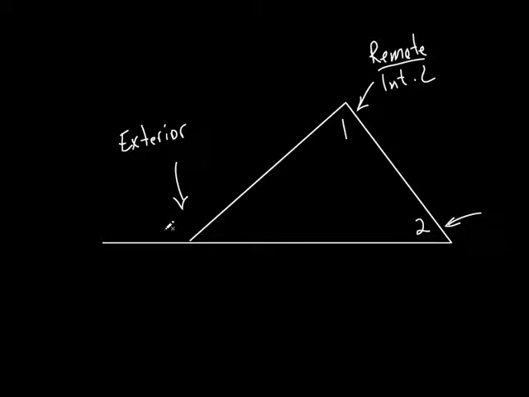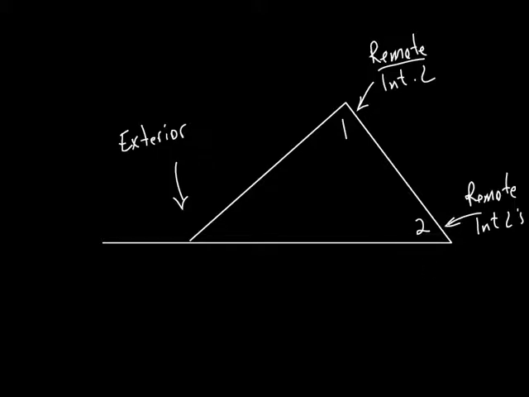Is this one remote? No, because it's right next to it, isn't it? It's adjacent to it. Remember that word from the beginning of the year? So this is adjacent, or next to it. These are your remote interior angles. All right, so why did I mess around with all that? Because if you look at the theorem that we're going to talk about, it uses the words remote interior angles, and that's why I wanted you to know what it meant.